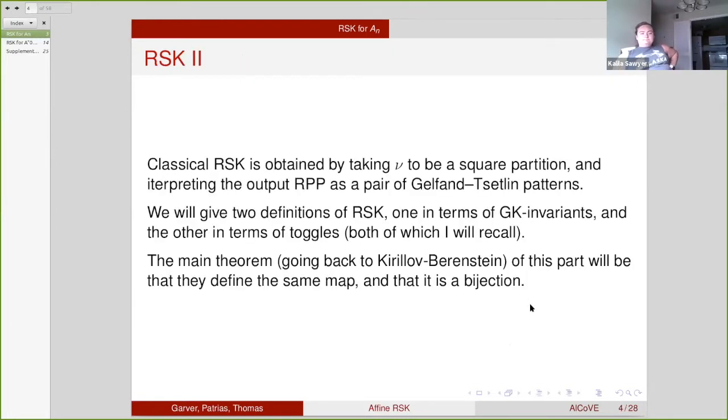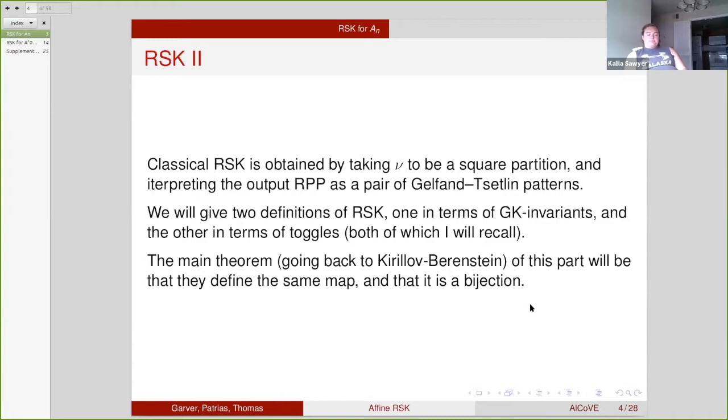Okay. The classical RSK, like the Knuth version of RSK, can be obtained by taking mu to be a square partition and then interpreting the reverse plane partition as a pair of Gelfand-Tsetlin patterns. And so that way you turn it into a pair of semi-standard Young tableaux. I'm not going to say more about that.